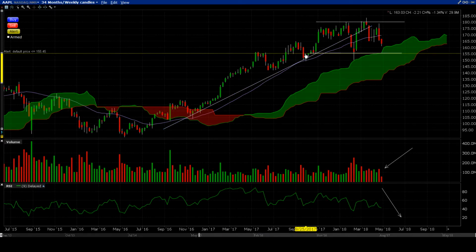2, 3, 4. You could have had multiple occasions to exit. You could have exited here on the trendline violation if you had drawn this one, and after that you could have had the remainder of your position sold when you triggered out here on the 30-week moving average trend line. So right now, that's stage 2, you're out.